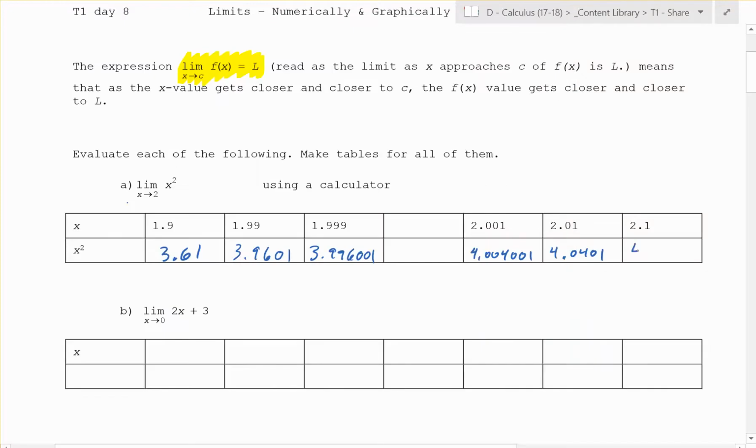So if you look at this trail now, what does it look like? As x gets closer to 2 from the left, and as x gets closer to 2 from the right, it looks like these numbers are getting really close to 4, based on the paths they are making.